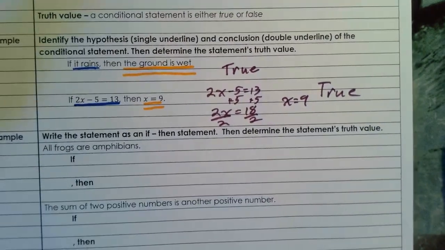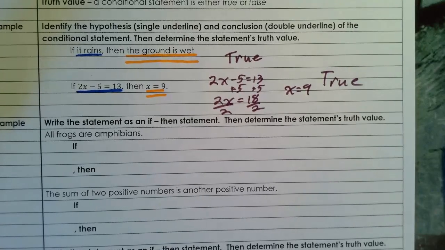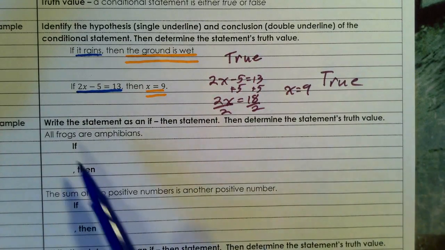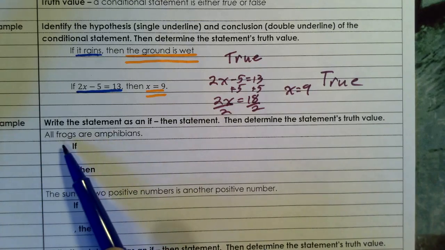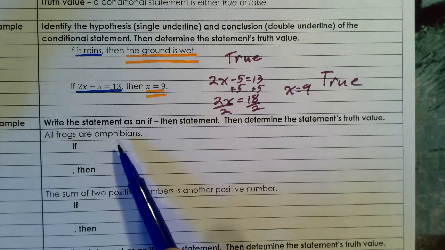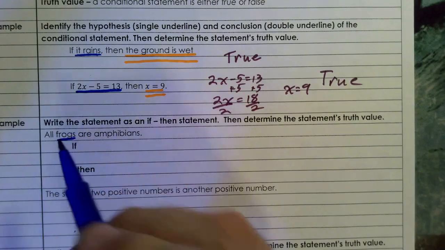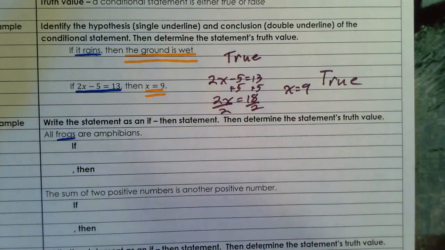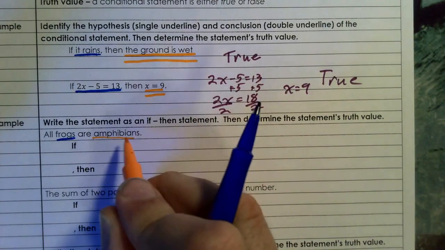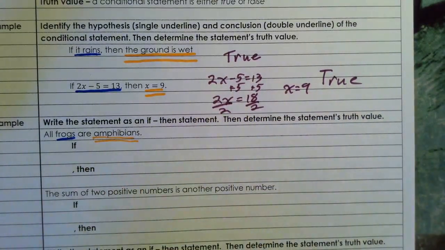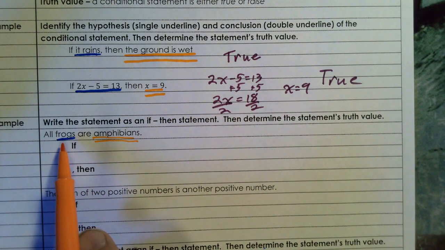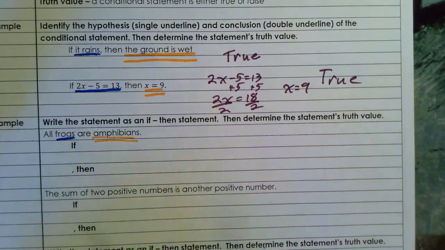Now, conditionals aren't always written real nice. So these next examples are not written as clearly if-thens. So what we want to do is try to rewrite this thing. We've got all frogs are amphibians. So we kind of have if frog, then amphibian. But that's not really good grammar, so let's actually make some grammar out of it. But really, this is sort of our if, that frog part, and the then is amphibian.